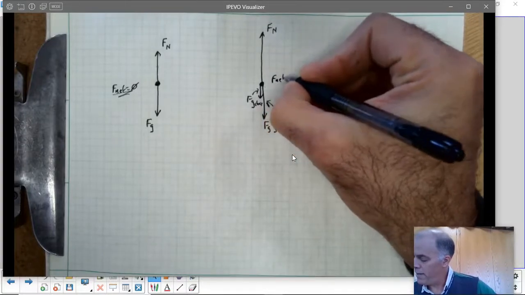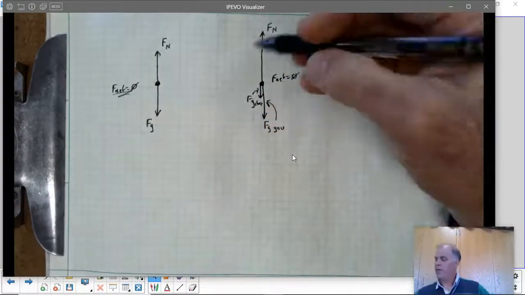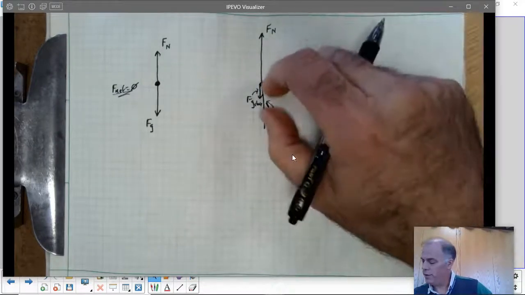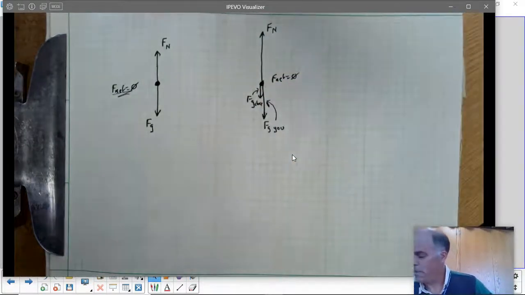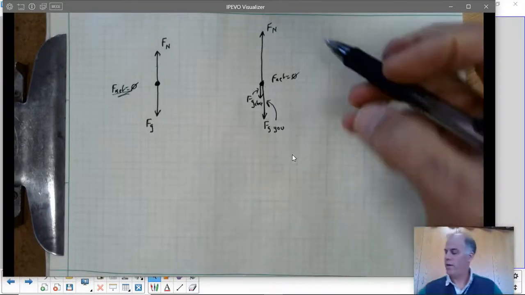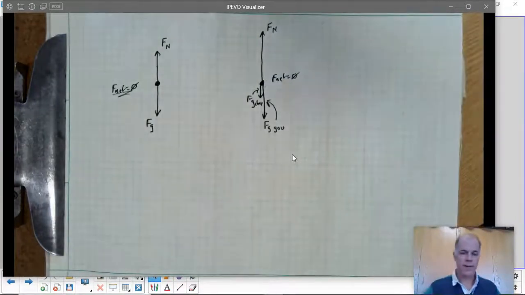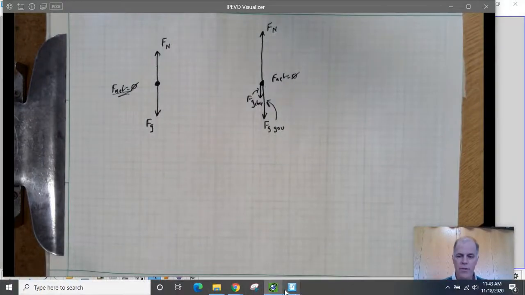So F net, again, equals 0. But you've got to make this vector a little bit longer to approximate that it is the two short vectors combined. Okay, so that's the free body diagram of the chair with you sitting on it. What else we got? Now I want you to try some.